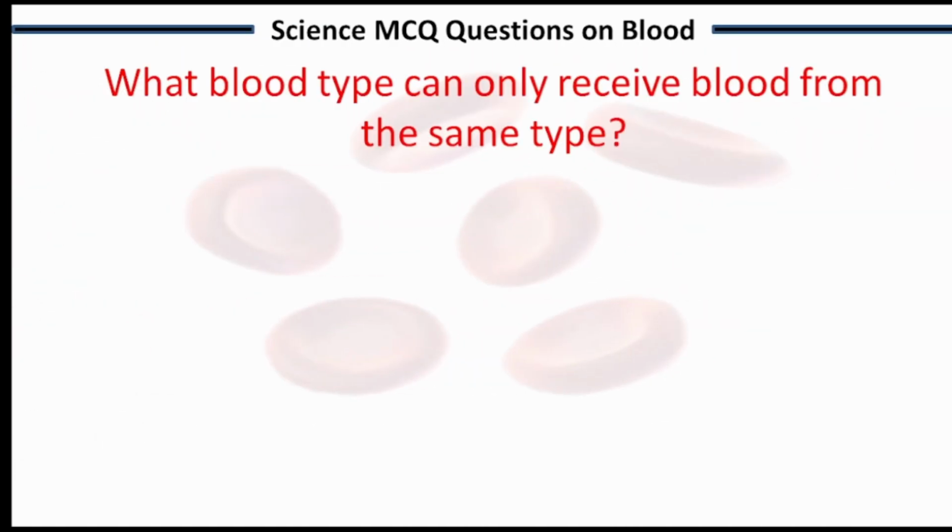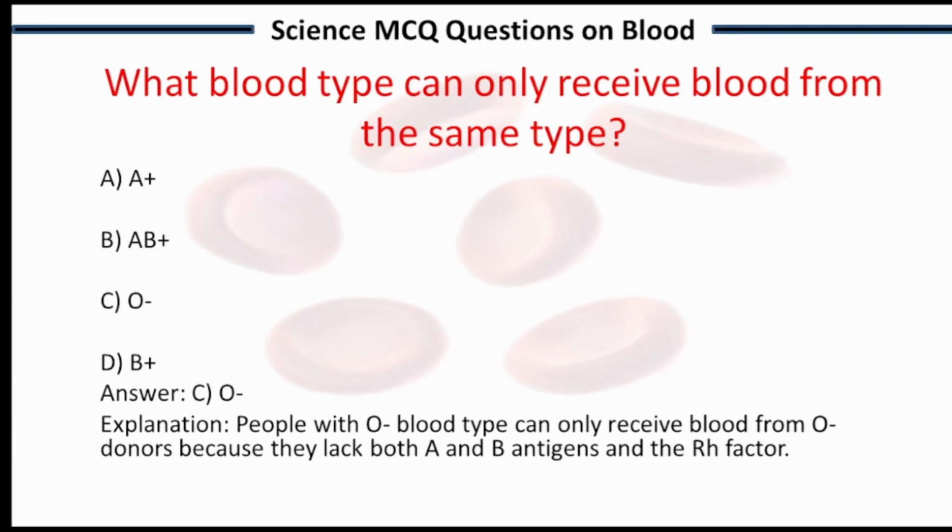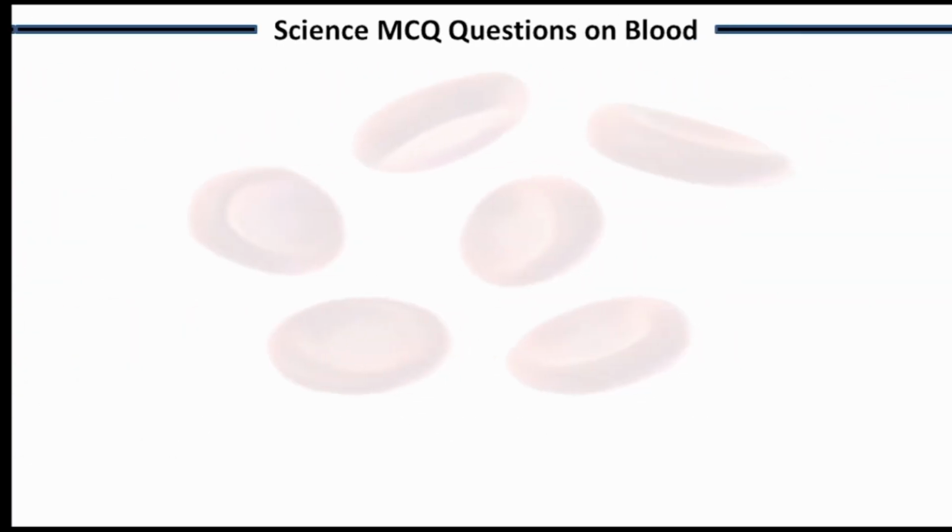What blood type can only receive blood from the same type? A positive, AB positive, O negative, B positive. The right answer is O negative. People with O negative blood type can only receive blood from O negative donors because they lack both A and B antigens and Rh factor.